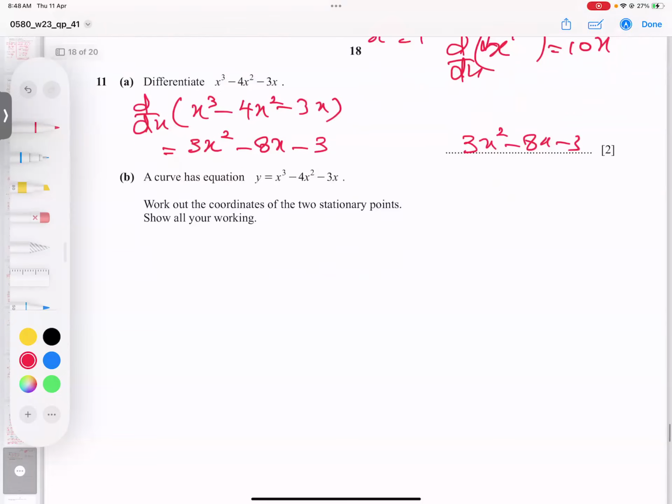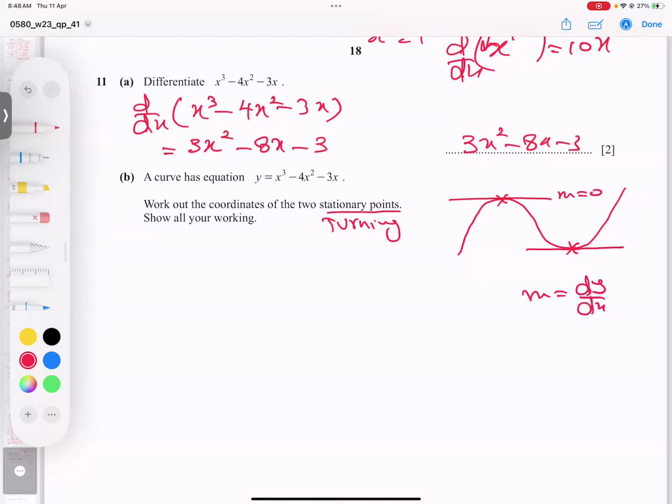The second question is asking to write the coordinates of the two stationary points. A stationary point means when the curve has two turning points, for example. Let me tell you, this turning point and the second turning point, both are called stationary points or turning points, same story. If the examiner asks you for turning point or stationary point, same. When a curve turns, the tangent is parallel to the x axis. It has a zero gradient. And gradient and derivative are the same. Make sure dy over dx or gradient m. M stands for gradient, and they are exactly the same.